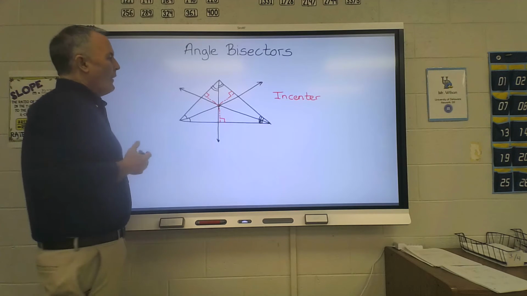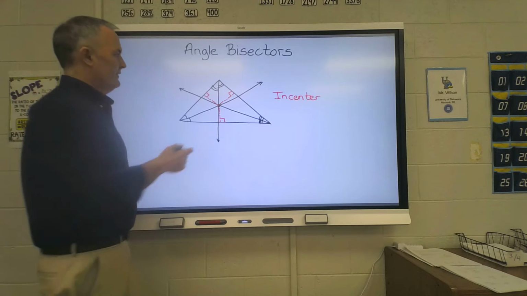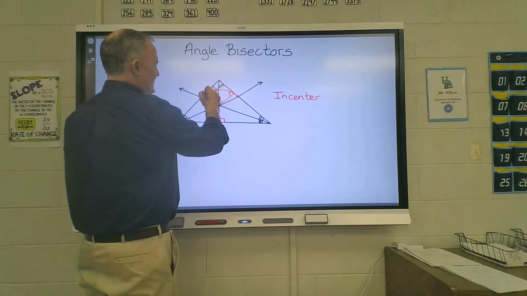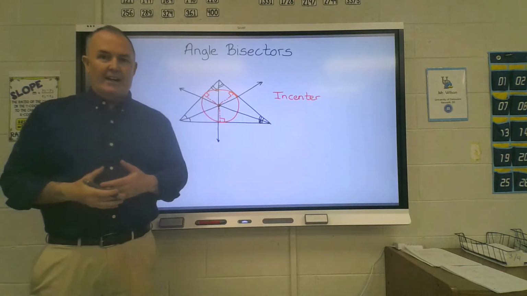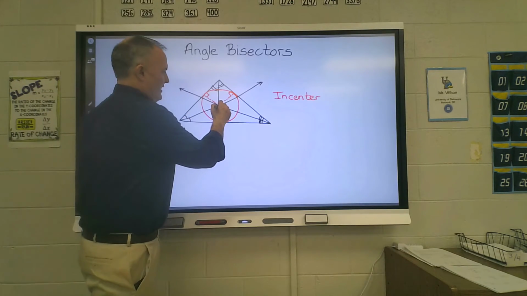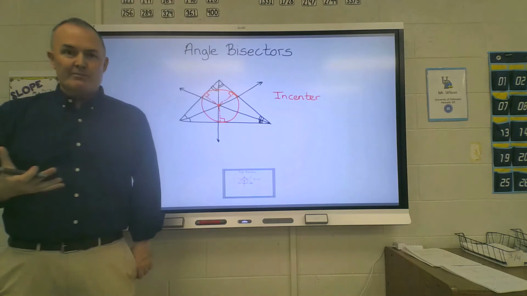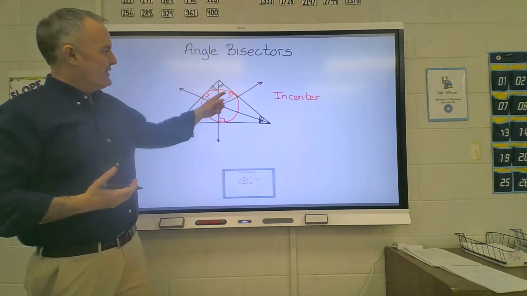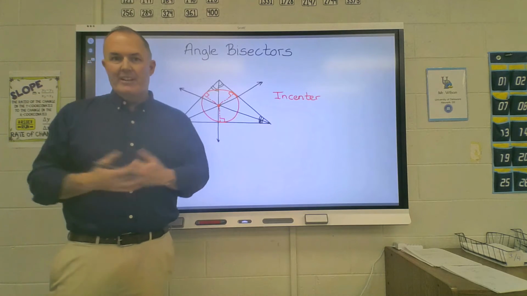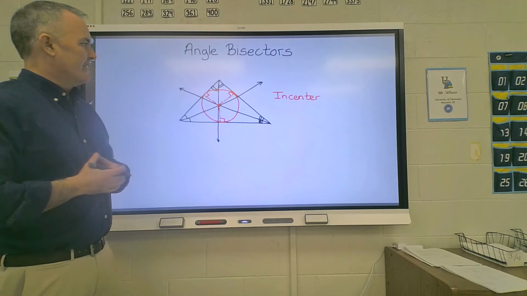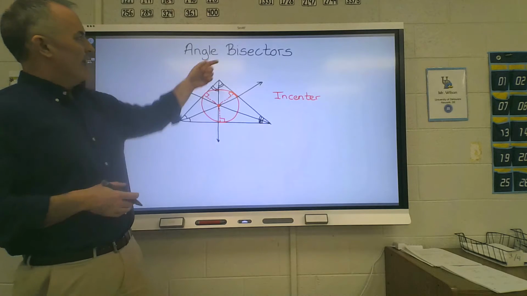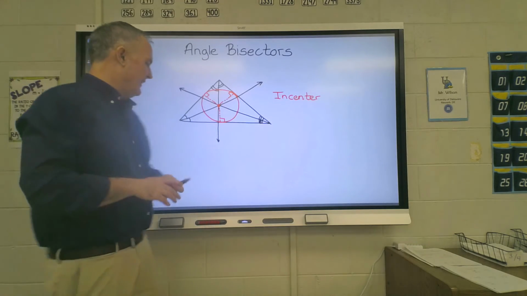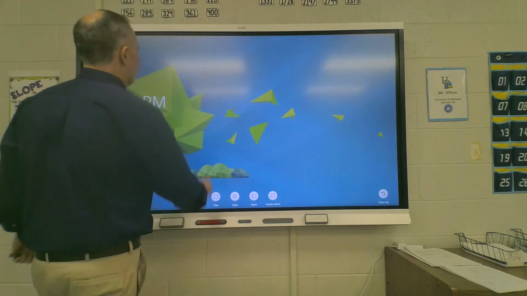All right? We can also draw another circle on here. This circle will be on the inside of the triangle where it reaches out and touches all the different sides. So once again, the incenter would be the center of that smaller circle. And we also have more radii as we've created this. All right, so that's the incenter. The incenter is the point of concurrency when we have angle bisectors. All right, let's do a couple of practice problems.